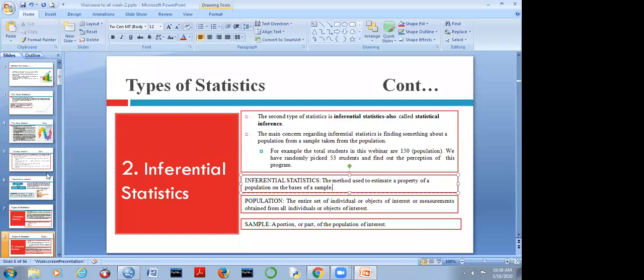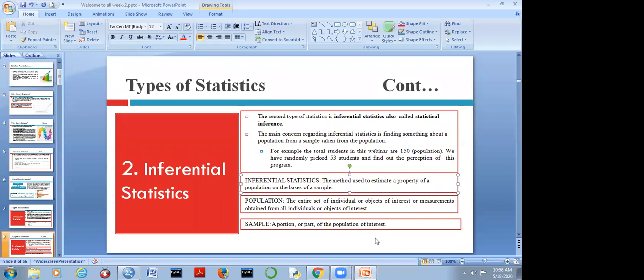Individual, you can say individual, you can say object, which is measurable, which is quantifiable, which is part of my study, which is required for me. That is population. And sample is what? A portion, a part of the population of interest. My interest is to find out the perception of students towards this program. That is my interest in the population.